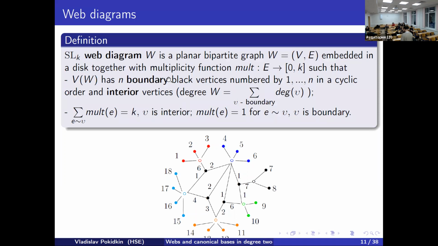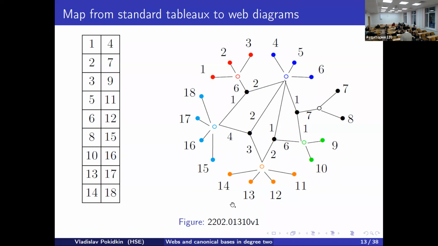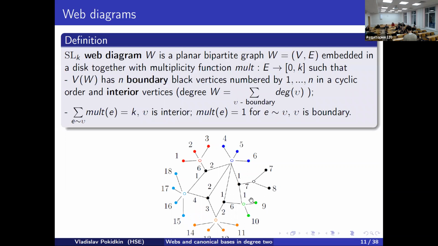But first, let's define what a web diagram is. It's from the article where he presents it. It's just an example. The diagram is a kind of bipartite graph embedded in a disk with a multiplicity function. Yes, multiplicities are on the edges, and we have the following conditions.